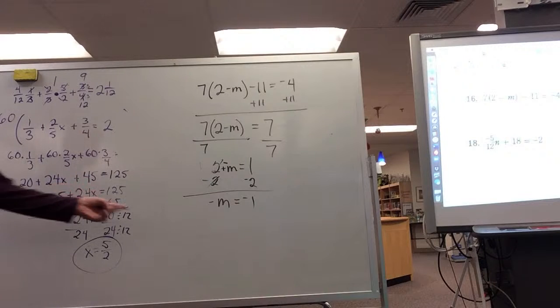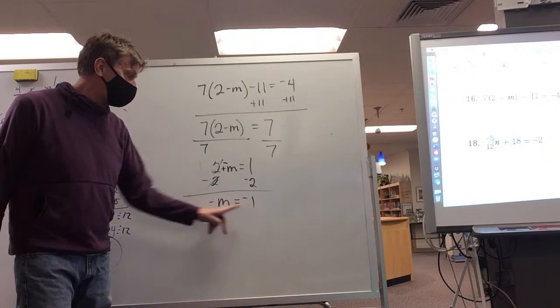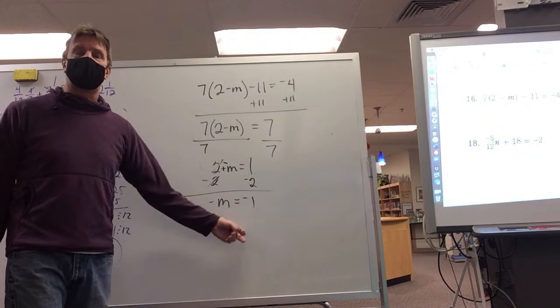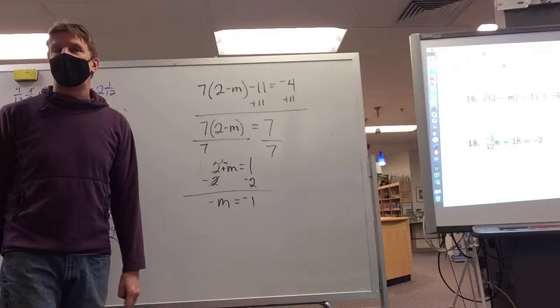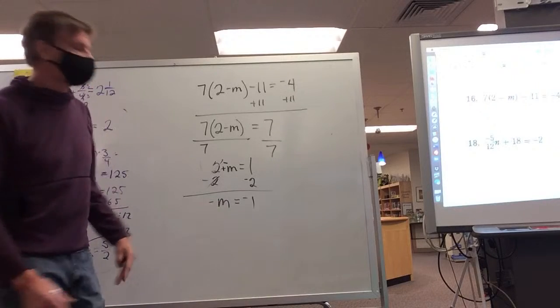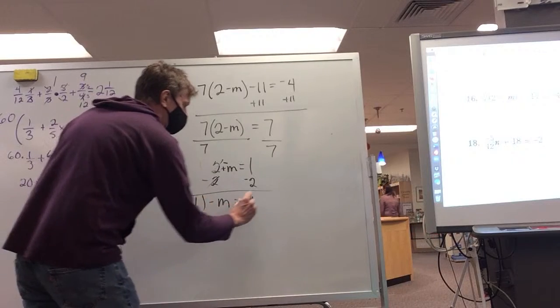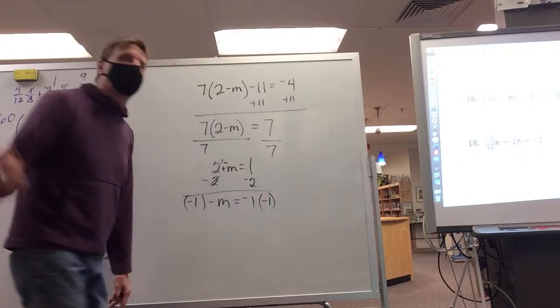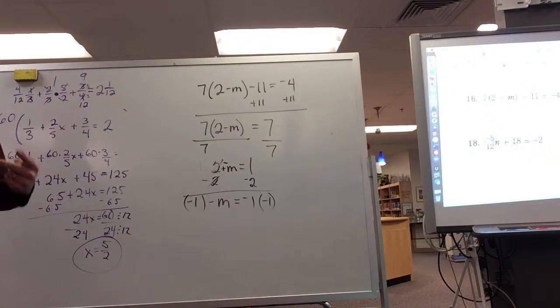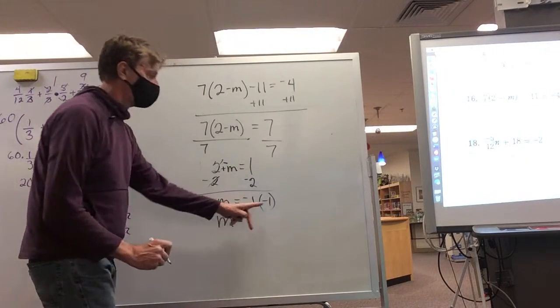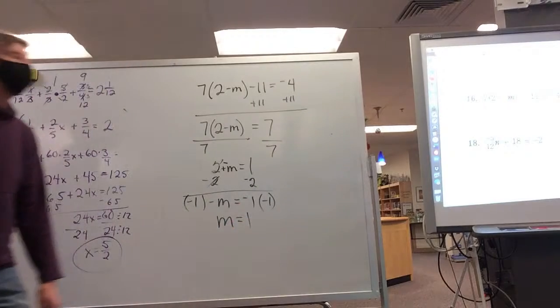So if the opposite of m is the opposite of 1, then m's got to be 1. Yeah, so m is equal to positive 1. And you can prove this by multiplying both sides by negative 1. If you multiply both sides by the same number, they're still equal. Negative times a negative is a positive.